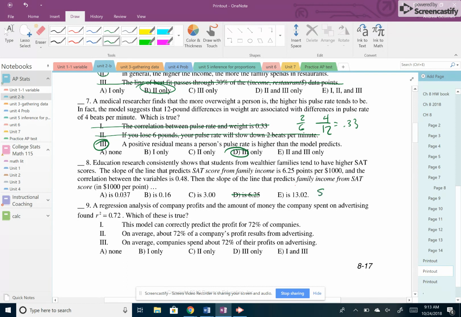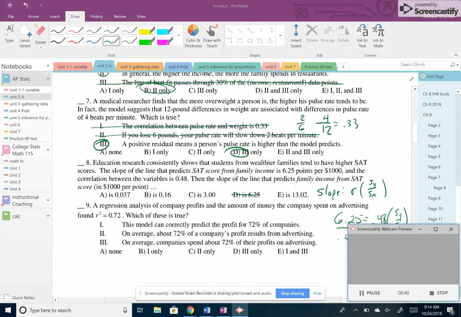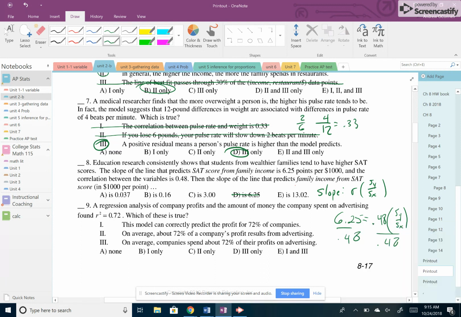So slope comes from R times SY over SX. We know that the old slope was 6.25, and R was 0.48, and it was R times SY over SX. If you just divide both sides by 0.48, then you'll get 13.02. And that's equal to the ratio of your standard deviation Y over standard deviation X.